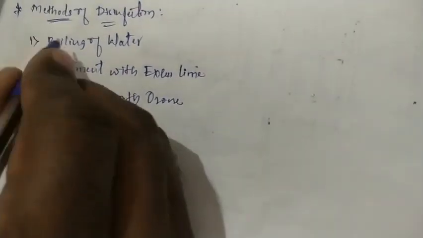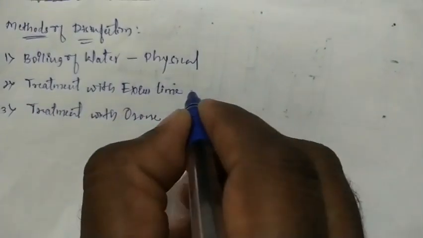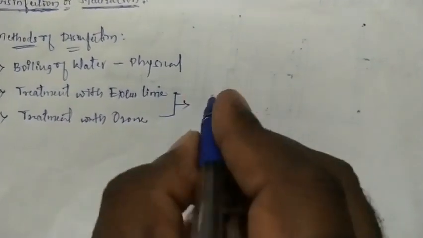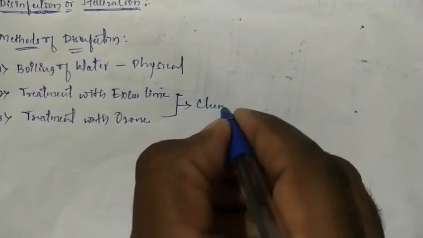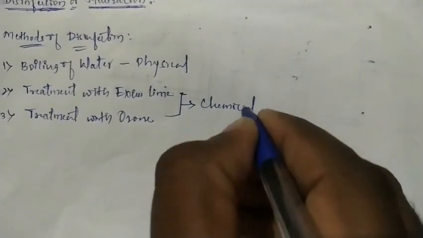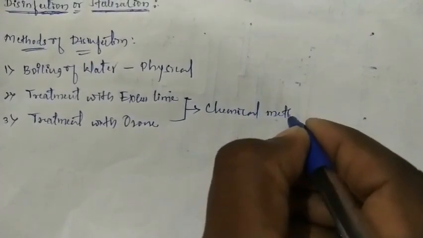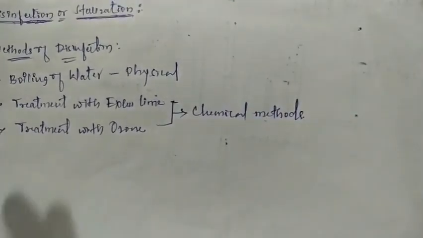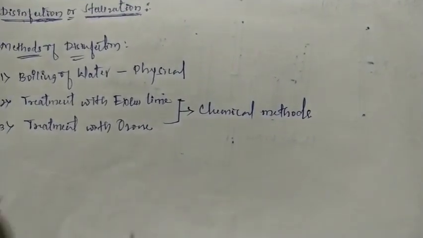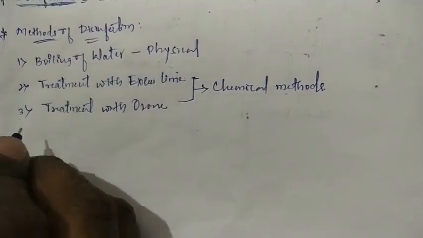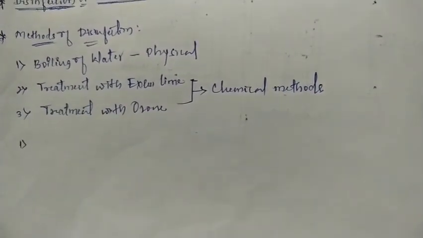Boiling of water is a physical treatment method of disinfection. Treatment with excess lime and ozone are chemical methods of disinfection. These methods are used in disinfection to kill the pathogenic bacteria. One by one we will see them here.